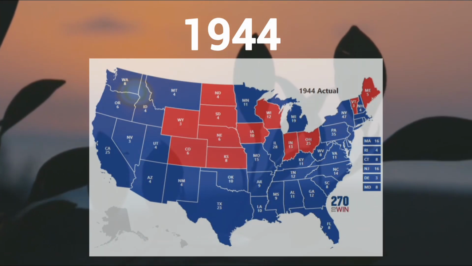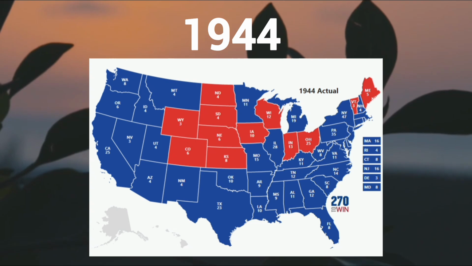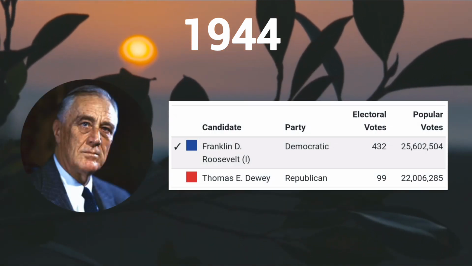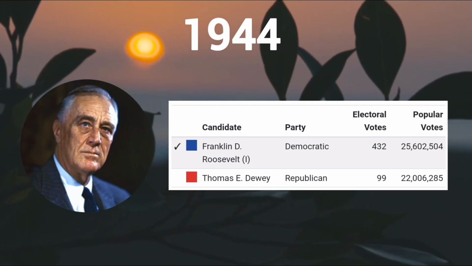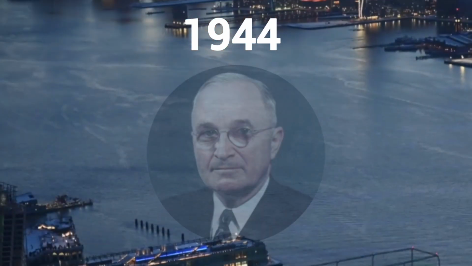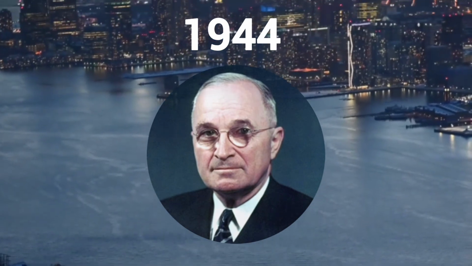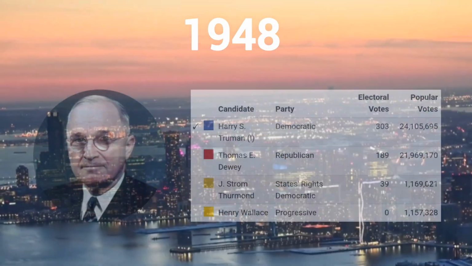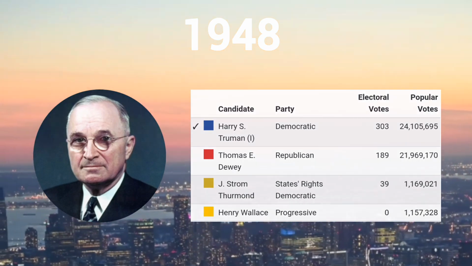In the United States presidential election of 1944, Franklin Roosevelt was re-elected for the fourth time and became the president who had been in office longer than any other, but he passed away on April 12, 1945, and was replaced by Harry Truman. In the presidential election of 1948, Truman won the election with 303 votes.